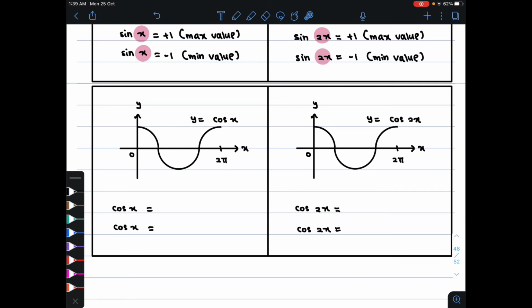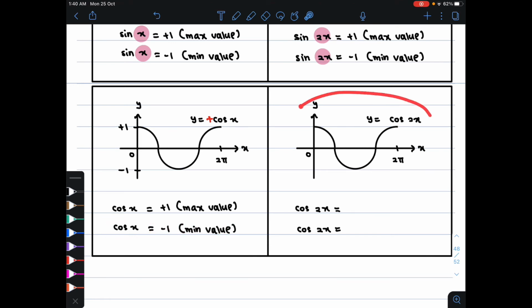Next, we have the graph of y equals cos x. The most important thing is the coefficient should be positive 1. So this is the graph of y equals cos x. The maximum is always positive 1 and the minimum always negative 1. So you can write down cos x equals positive 1 is the maximum value, and cos x equals negative 1 is always the minimum value.